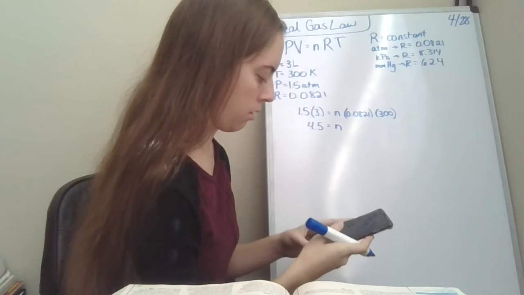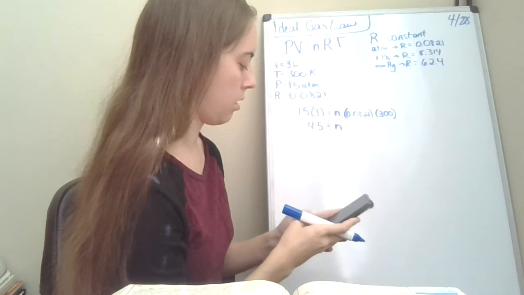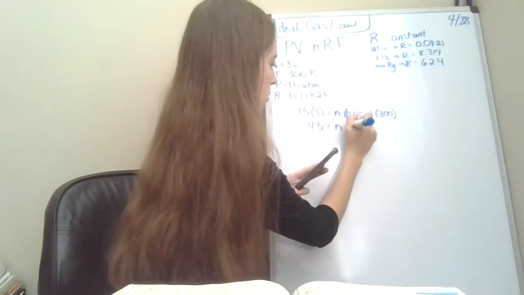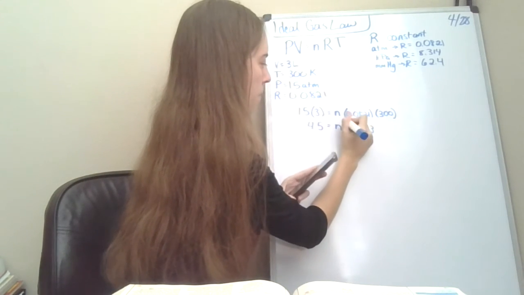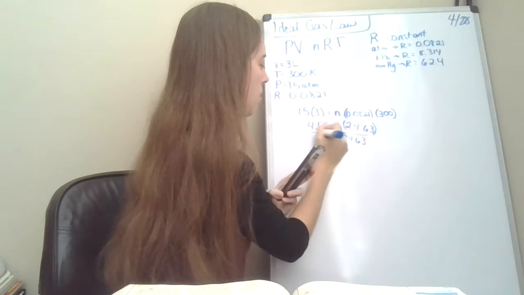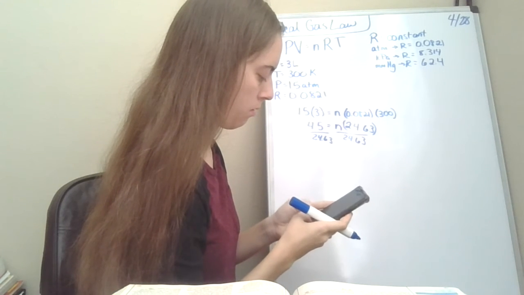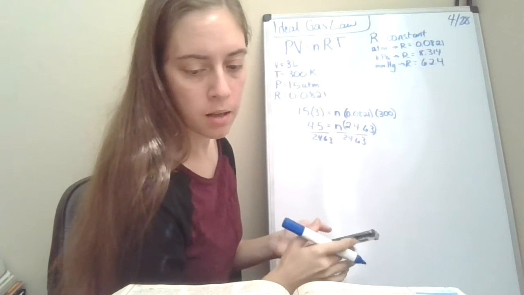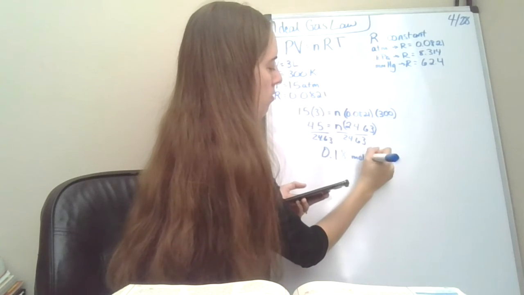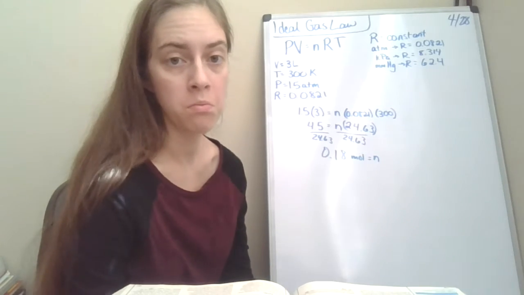0.0821 times 300 equals 24.63. This is multiplied over here, so we can divide by 24.63. So we have 4.5 divided by 24.63, and we end up with 0.18 moles equals n. And we know that it's already in moles because that is how the problem is solved.